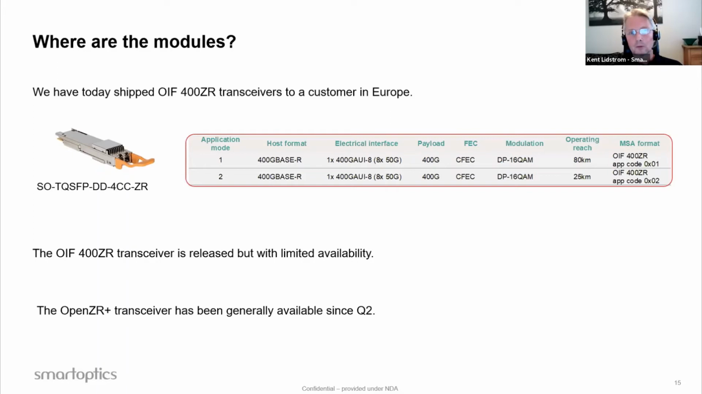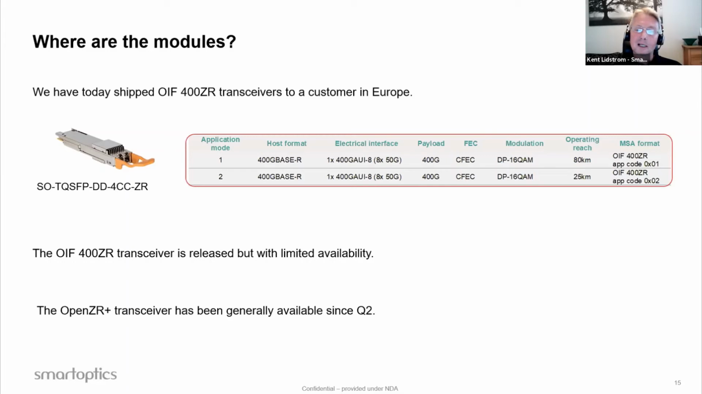If you then change it to application mode 2, the receiver sensitivity will actually be -20 dBm. So basically you get a better receiver sensitivity in application mode 2 because it's non-amplified, so you don't get any noise into the receiver, so it can tolerate a lower input power level. So this is what it looks like and how it worked for the OIF-based 400ZR transceiver.